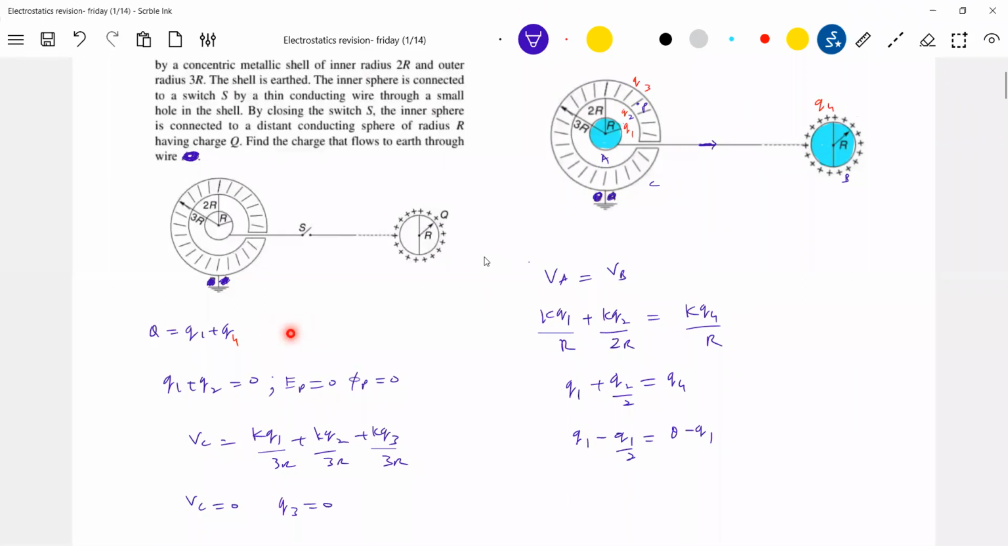Substituting that, solving this will be Q1 by 2, 3 Q1 by 2 equal to Q. Or Q1 equal to how much? 2Q by 3. Find the charge that flows to the earth through the wire. So how much will Q2 be? Minus 2Q by 3. Then we know the charge of shell C is how much? Should be 0, net charge. This was neutral, no? So now how much charge has occurred? Minus 2Q by 3. How much charge has flown through the wire? 2Q by 3. Okay, this should be our answer.